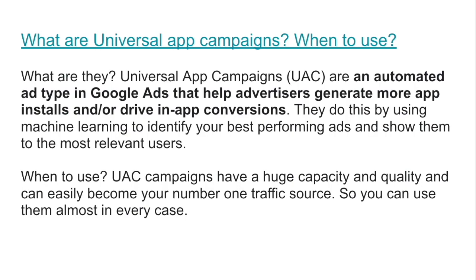Universal app campaigns are automated Google Ads campaigns that use machine learning for their optimization. When to use them? Google UAC has a huge capacity and quality, meaning that you can use such campaigns in almost every promotional case.